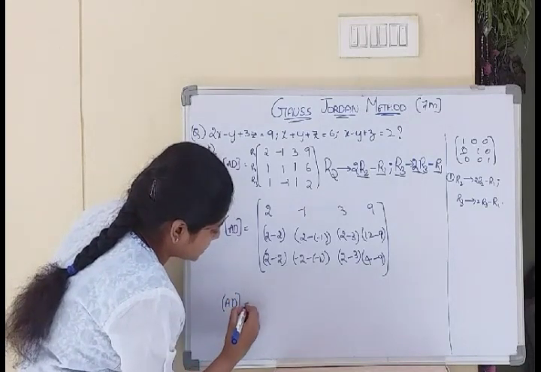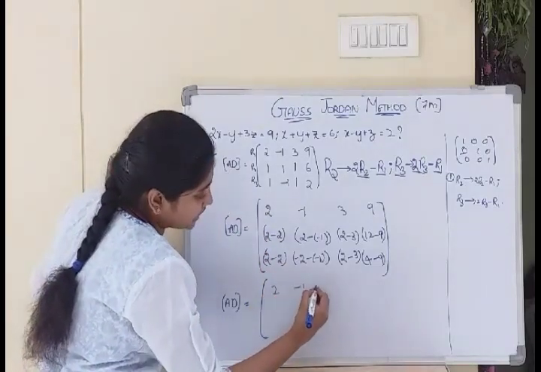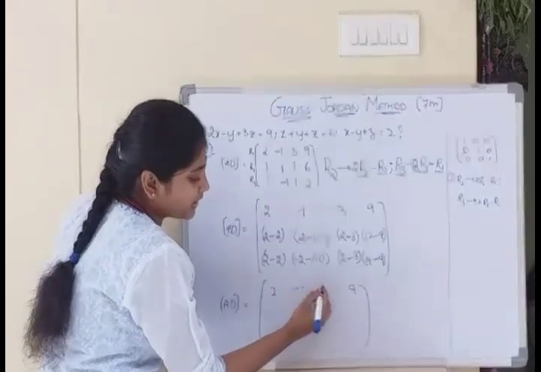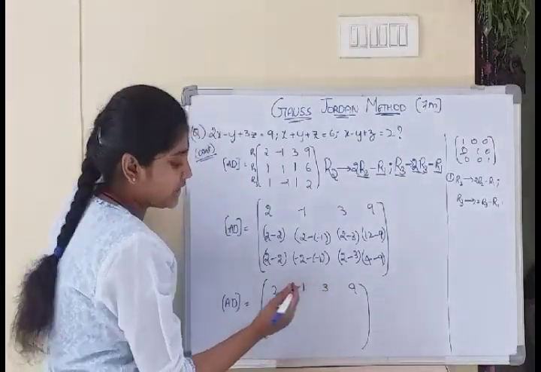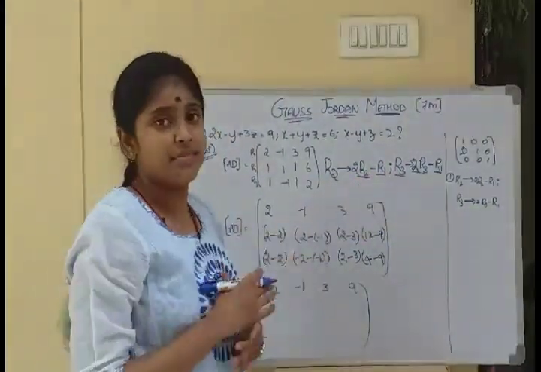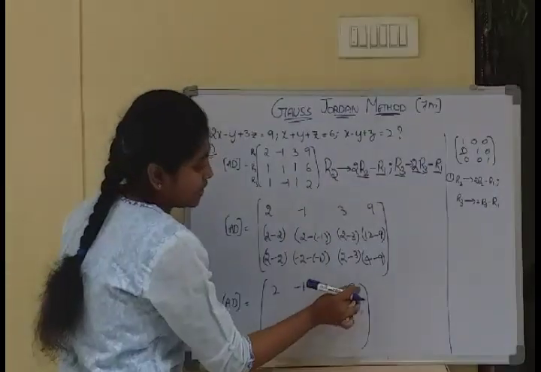A D is equal to 2, minus 1, 3, 9. It will be the same, no? We write it as is, because we didn't do any operation for row 1. So we will write the row 1 values as they are.